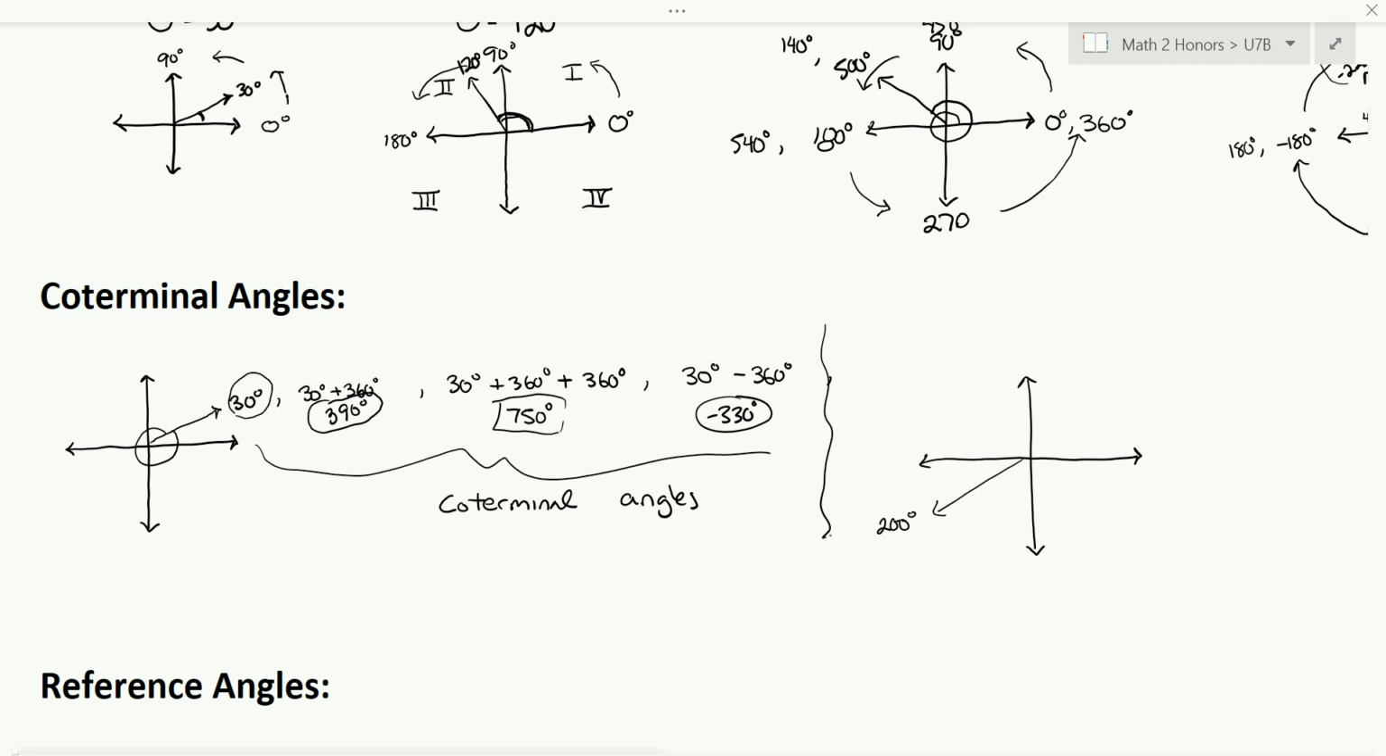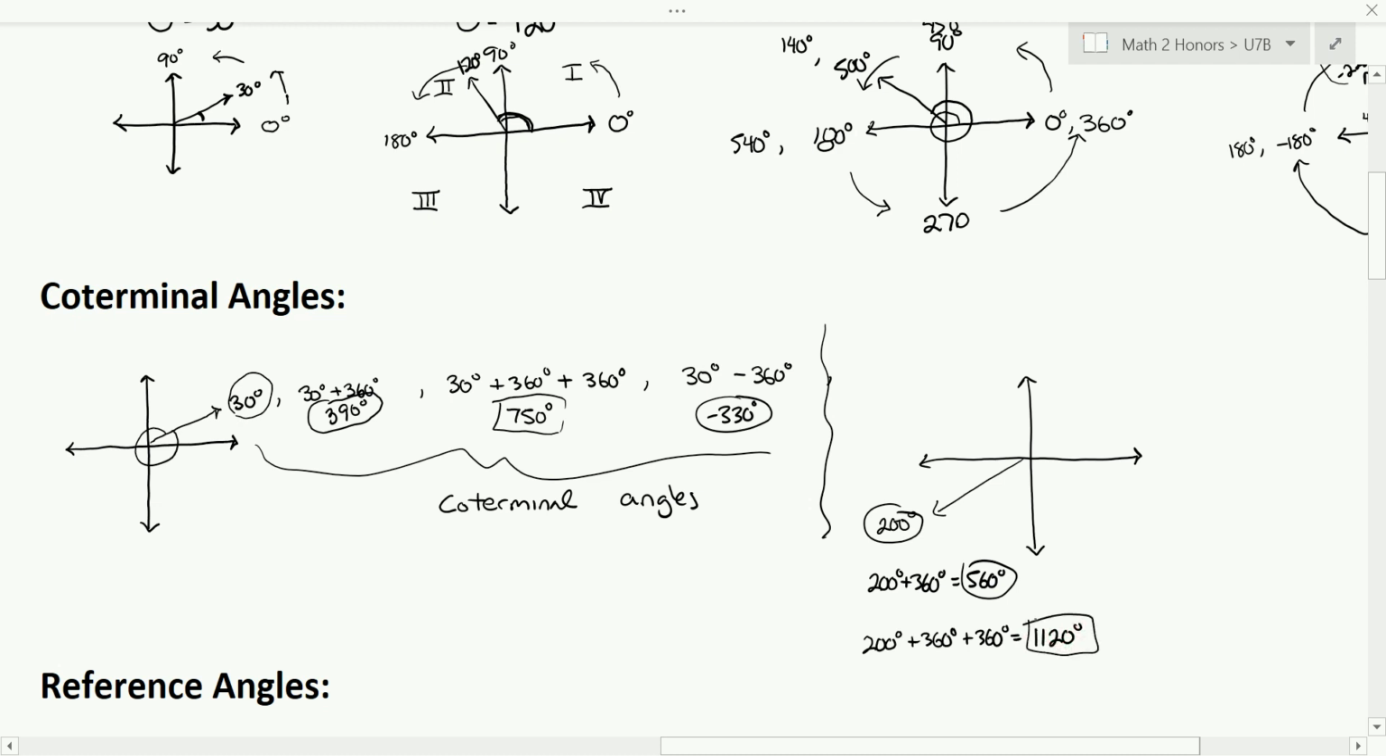Alexis, did you get one more? 560. What did you do to get it? Good. So 200 plus 360 is 560. So that's one more. And those are coterminal because they're pointing at the same direction. Suzuki, do you have a different one? Okay. How'd you get that one? So if I started with 200, you added 360 twice, huh? And that came out to 1,120.